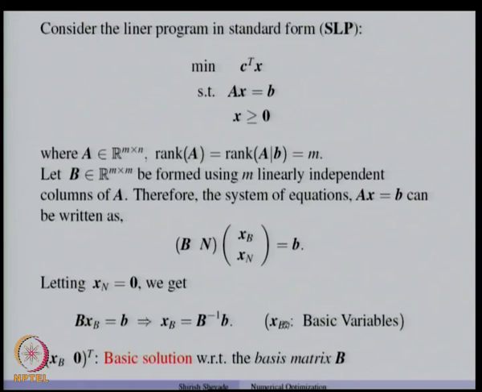So, the variables corresponding to the linearly independent m columns are called the basic variables, and the solution xB equal to B inverse b along with xN equal to 0 is called the basic solution associated with the basis matrix B. Now, this basic solution helps us in characterizing the vertex of a feasible set, provided that solution is feasible. So, we will see more about basic feasible solutions and the characterization of vertices in the next class. Thank you.